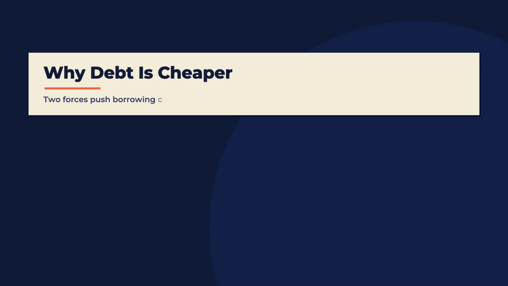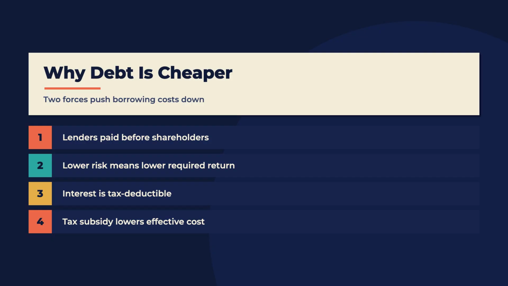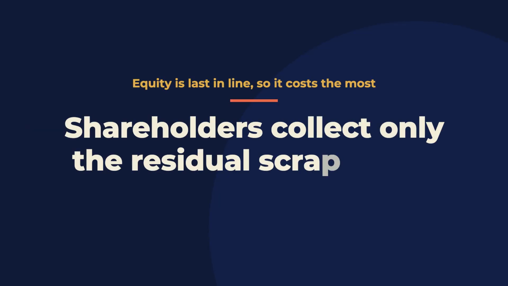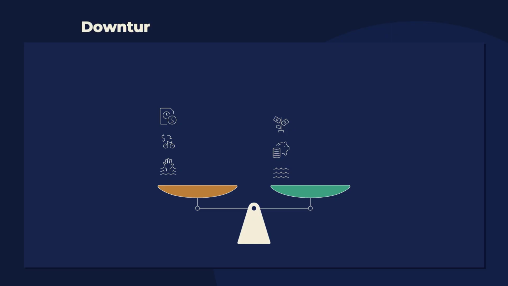Debt is cheaper for concrete reasons. Lenders sit ahead of owners in line, so they take less risk and accept a lower return. And because interest is tax deductible, part of every payment comes back as a lower tax bill. Equity sits at the opposite end. Common shareholders are residual claimants paid only after employees, suppliers, lenders, and taxes are settled. And standing last in line means investors demand a higher return to compensate for that risk.